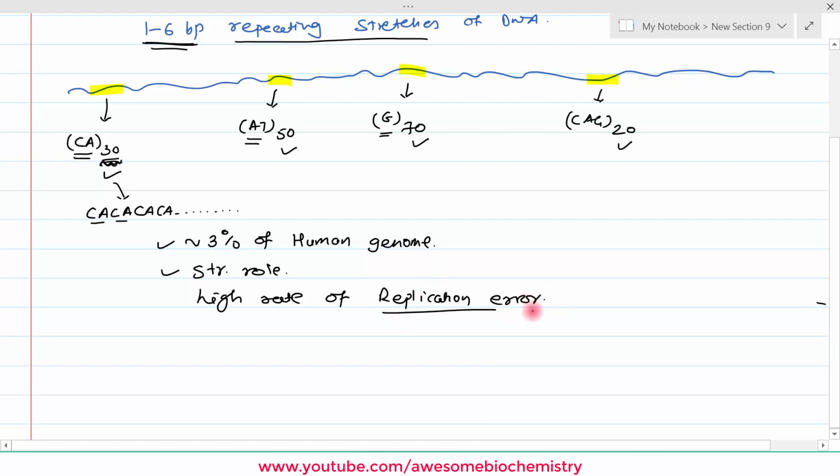We saw in the previous video what kinds of replication errors can occur. There are 3 types of replication error. One type is base misreading by the DNA polymerase. Second is DNA polymerase slippage, and because of the slippage, deletion of nucleotides occurs. And the third type is insertion. Insertion of nucleotides can occur.